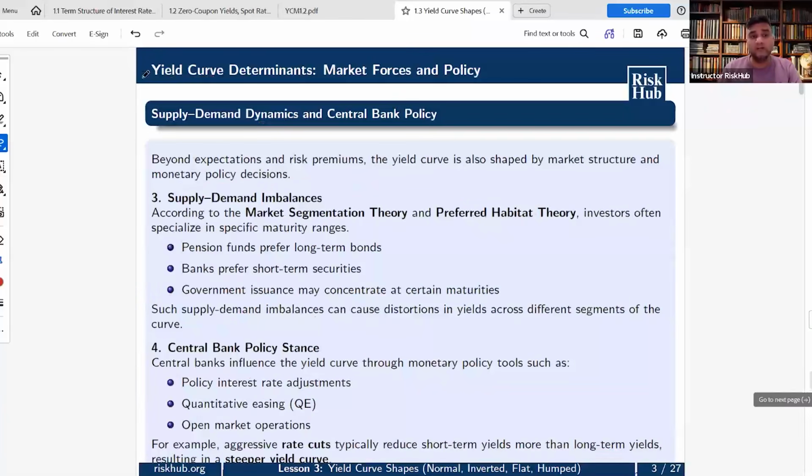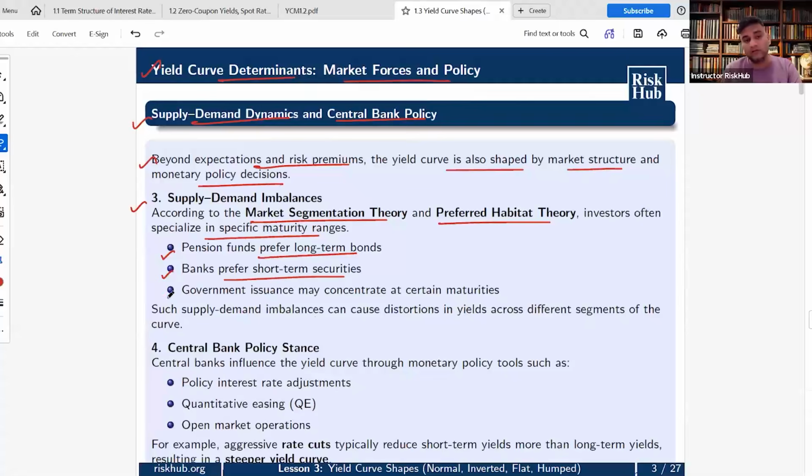Then we go into the next one, which is yield curve determinants: market forces and policy, supply and demand dynamics, central bank policy. Beyond expectation and risk premium, the yield curve is also shaped by market structure and monetary policy decisions. Supply and demand imbalances: according to market segmentation theory and preferred habitat theory, investors often specialize in certain maturity ranges. Pension funds prefer long-term bonds, banks prefer short-term securities.